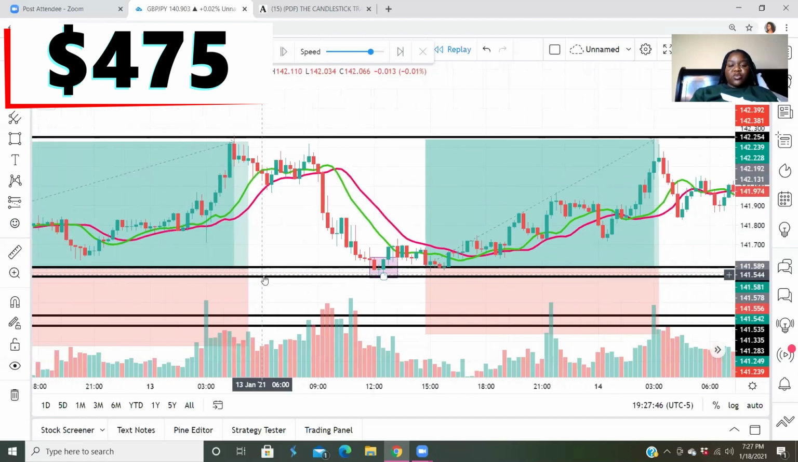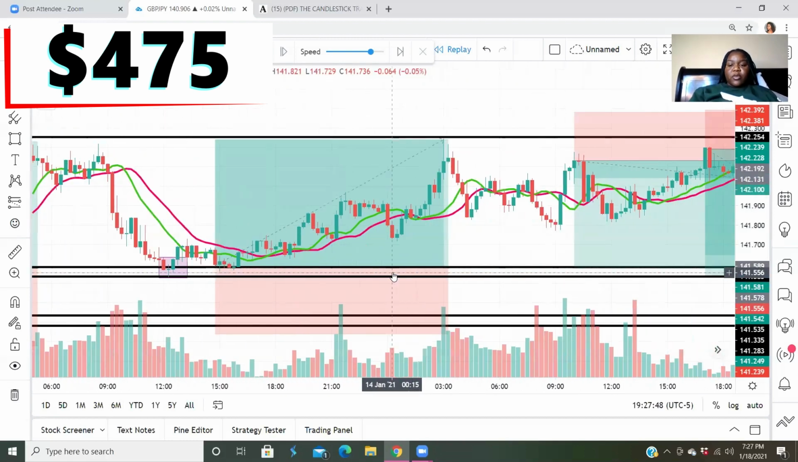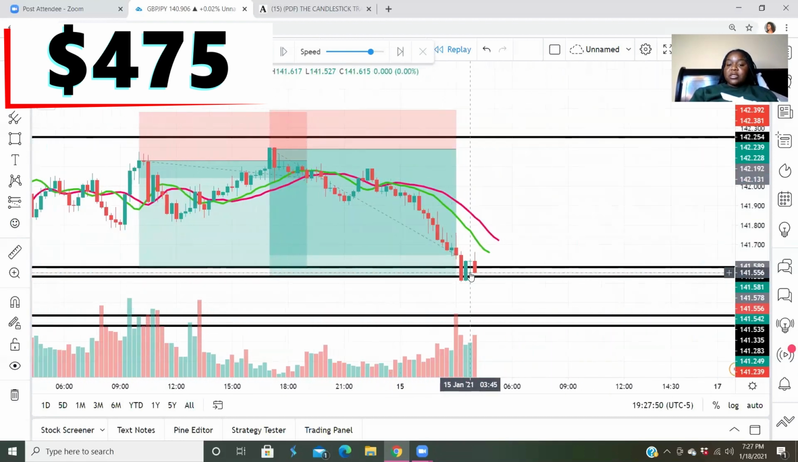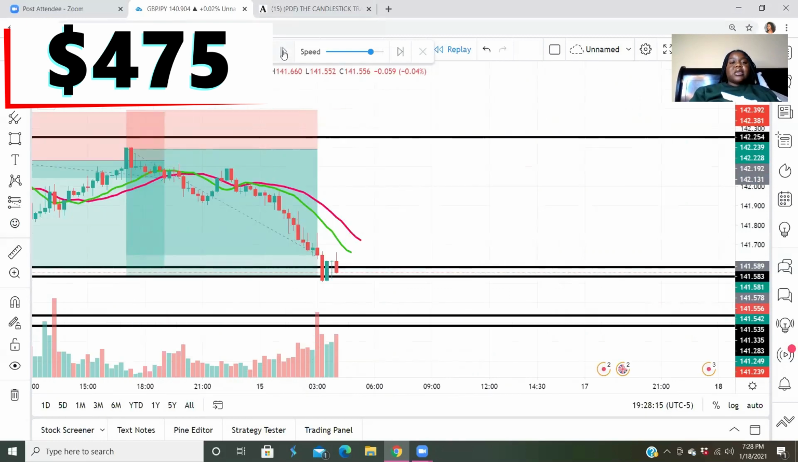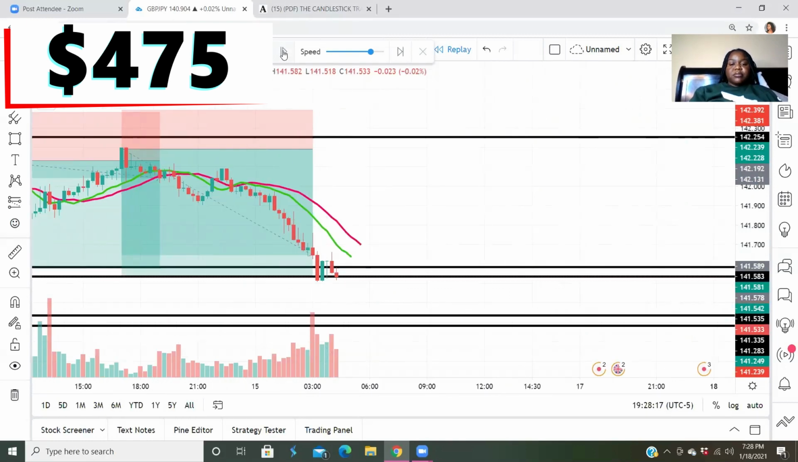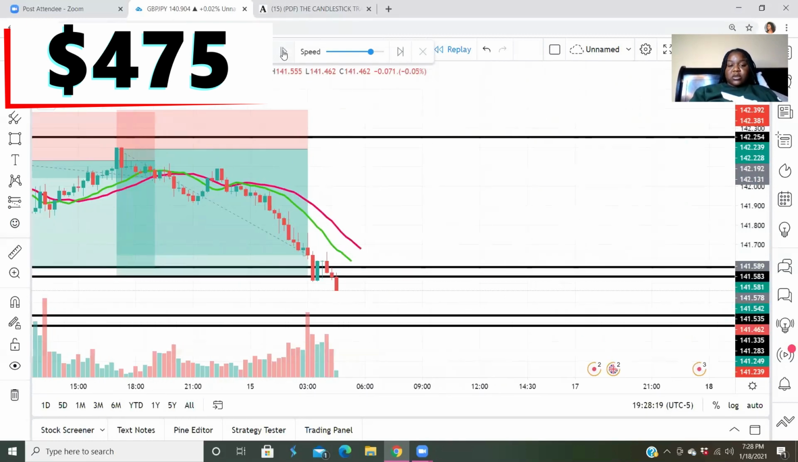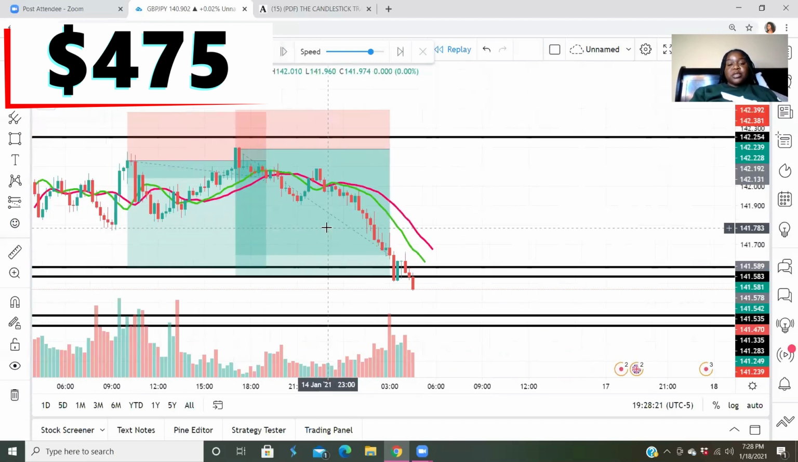Right here, it's wicks in between the zones. When I look right here, it's a whole candle, the body of a candle in the zone and outside of my zone. Now, I'm not jacking this. Okay, so we're still in our zone. Oh, completely broke the zone.